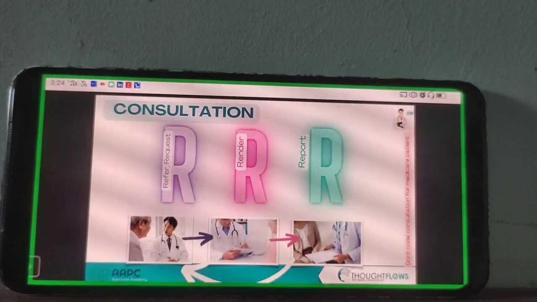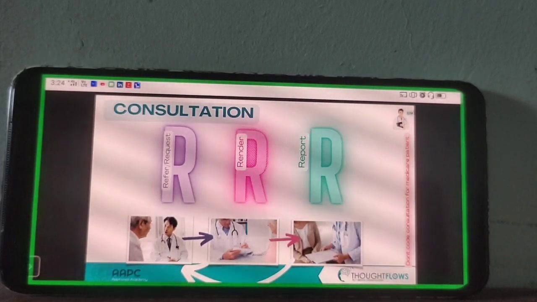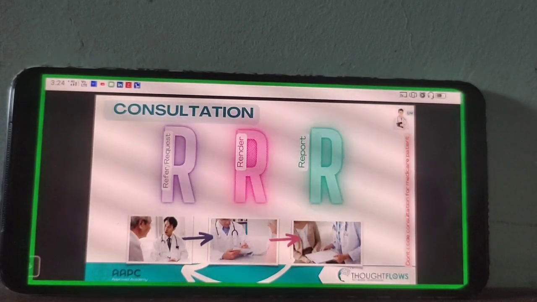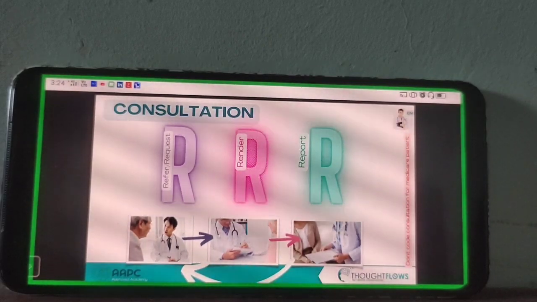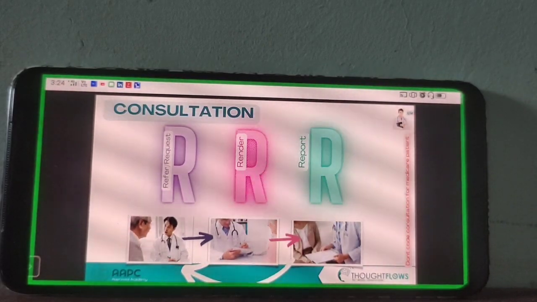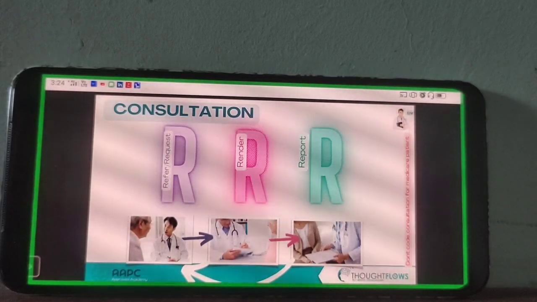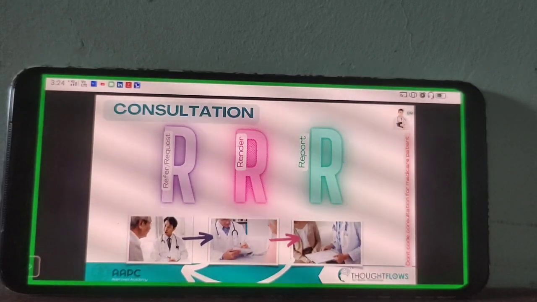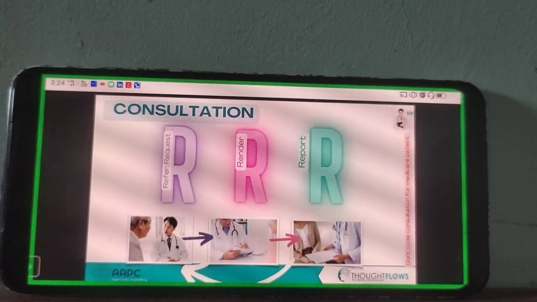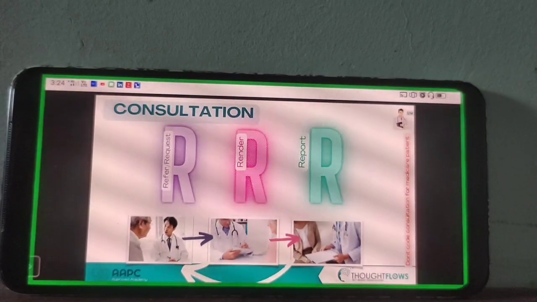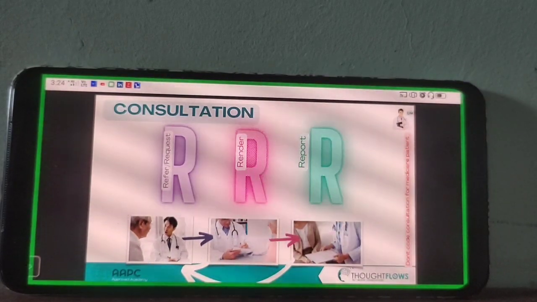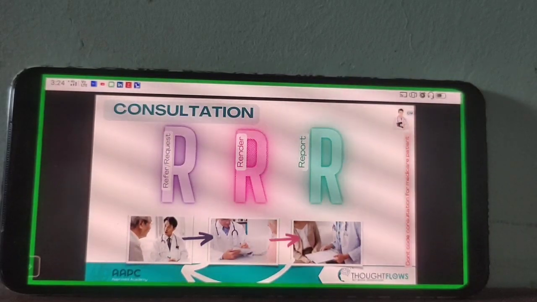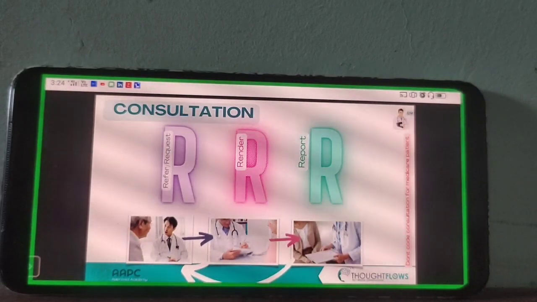That's it. So whether it is a reference or a request, that requesting physician or referring physician must give the signature in the patient document. That means, simply, in the consultation report you can definitely see the requesting or referring physician name or signature.